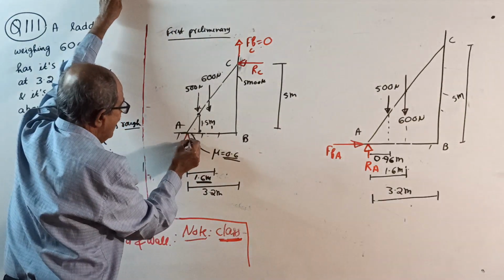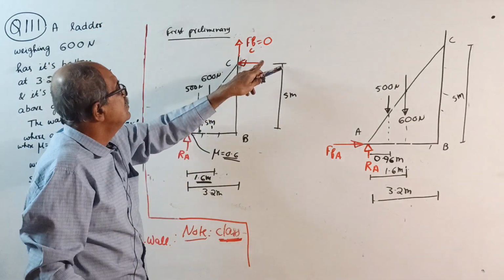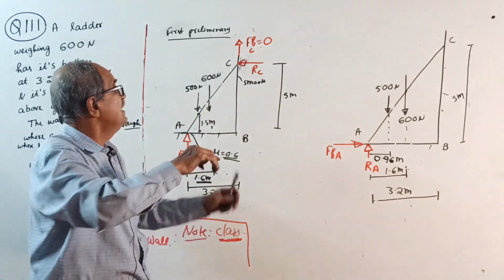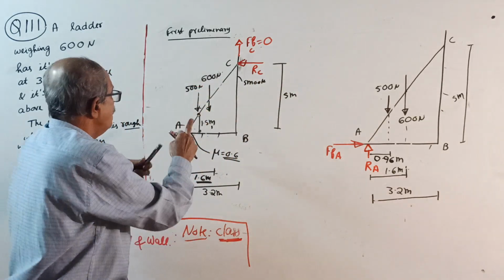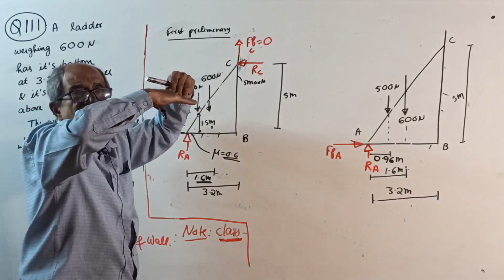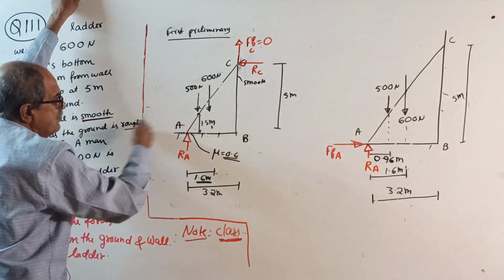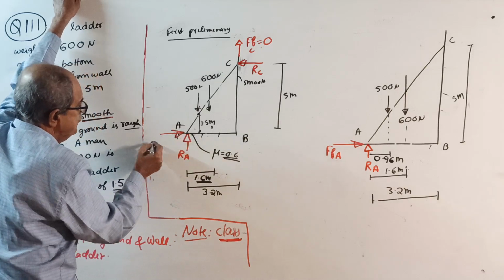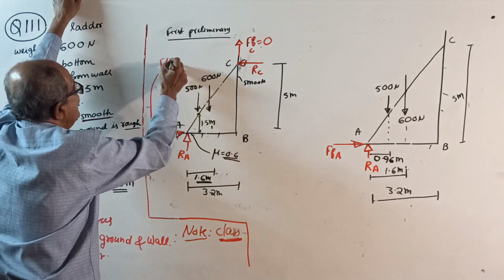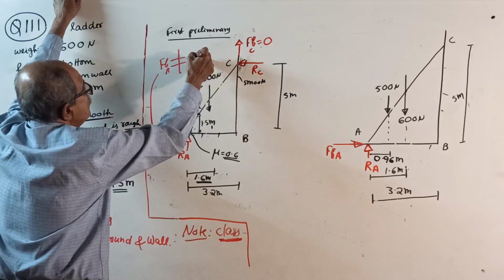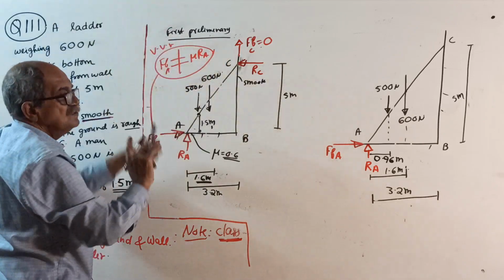And let RA be the normal reaction at the base on the ladder. See, the ladder will push the ground down, so the reaction is up. The ladder will rub the surface to the left side. That's why the friction force is to the right side, FF at A. And make a note, this FF at A is not equal to mu into RA. Very important. It is not equal to mu into RA.